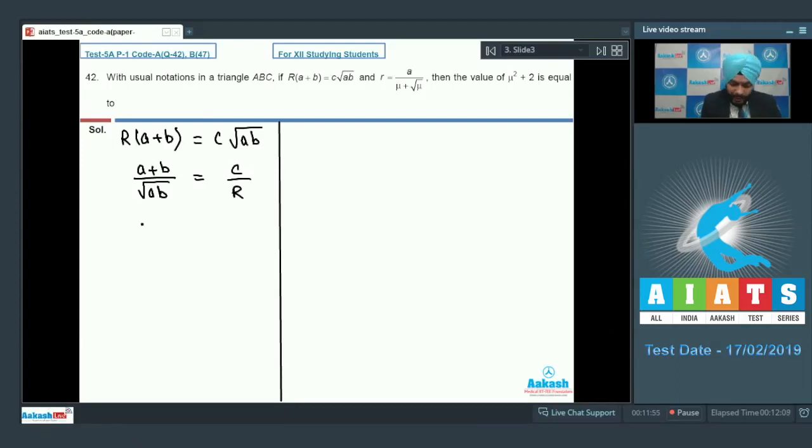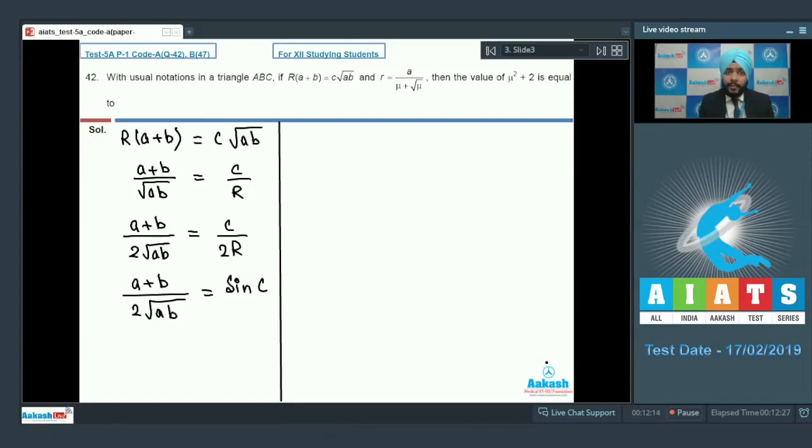Multiplying by half on both sides, I have (a plus b) upon 2 root ab is equal to c upon 2R, and we have (a plus b) upon 2 root ab is equal to sin C from sine law. Now students, a and b are positive quantities, they are the sides of a triangle. So apply AM-GM for a and b.